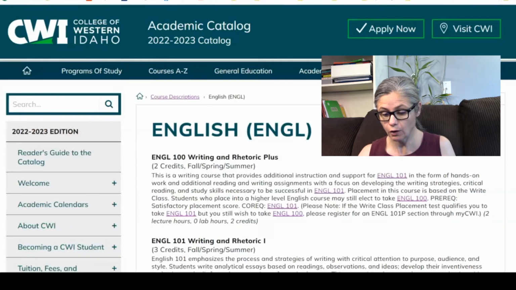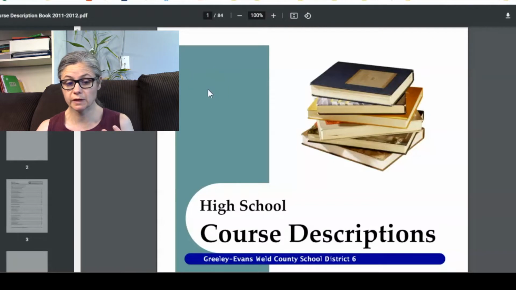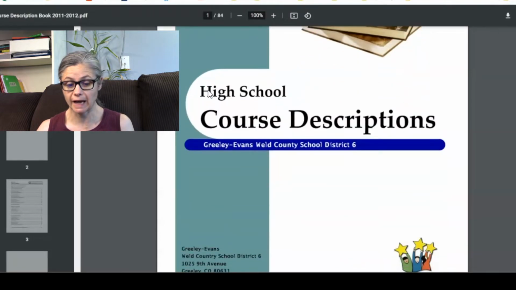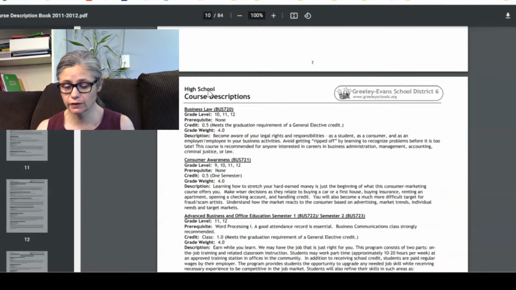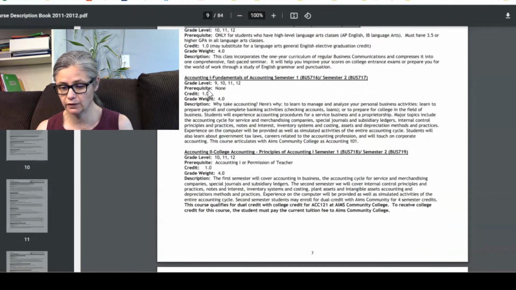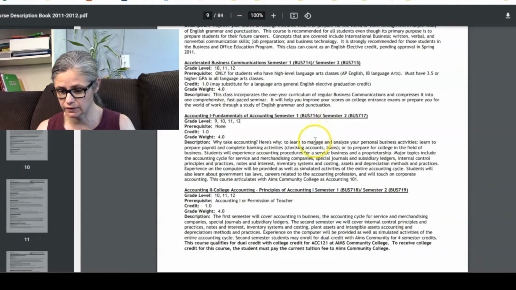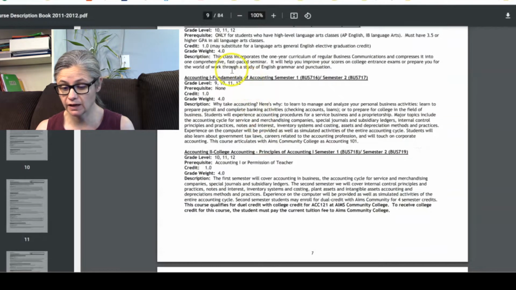And they do this for all sorts of different classes. Here's another example. This one is a course description book from a high school. It's Greeley Evans Weld County School. I don't know it. Like I said, I just start Googling. And let's scroll down and look at some examples. So here's one where they have the title Accounting, Fundamentals of Accounting Semester 1, the grade levels that you could take it, are there any prerequisites? Nope. How many credits you're going to get, and a description about the course.